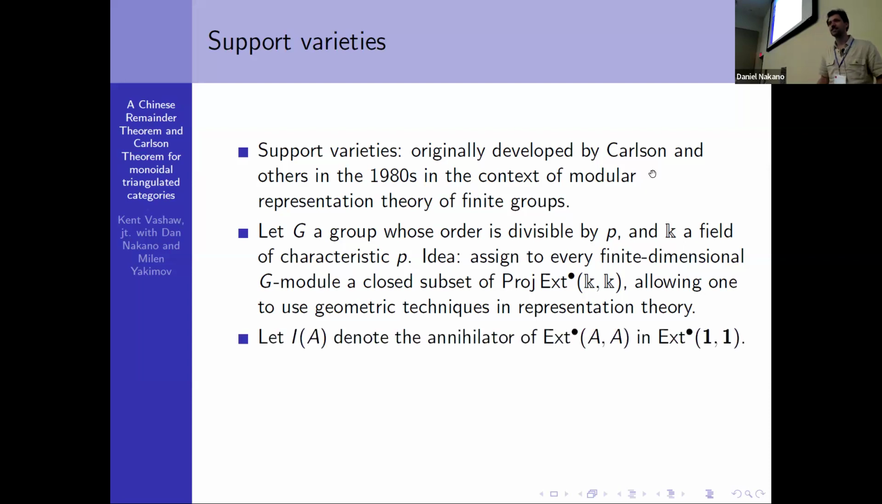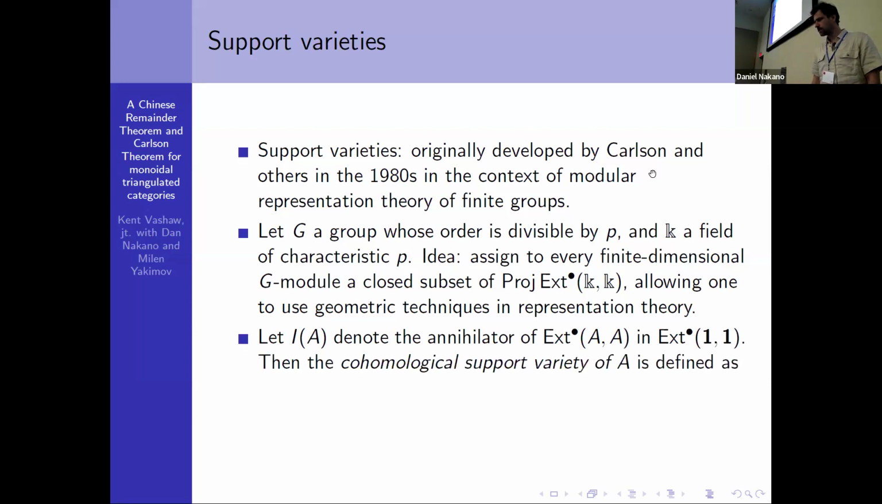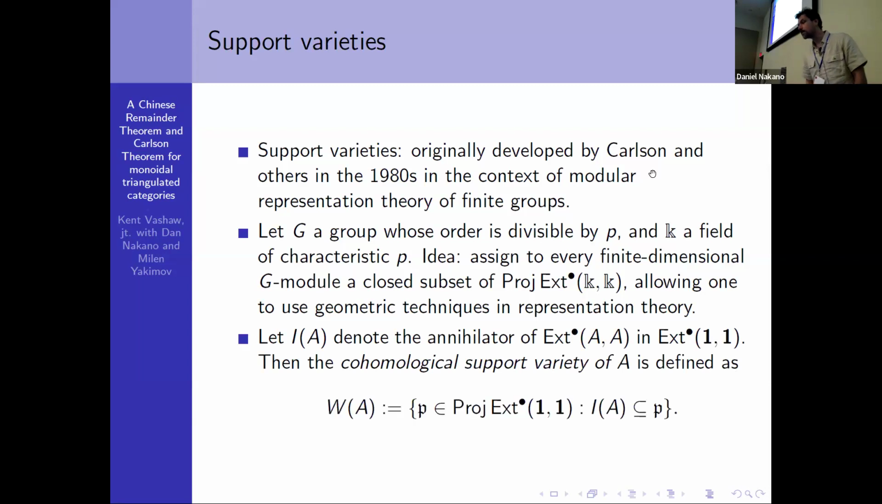And just to remind exactly how this construction works, here I'll denote I of A, the annihilator of this bimodule X to AA. This has some annihilator in the cohomology ring. And the cohomological support variety of A is then just defined as the closed subset of Proj of the cohomology ring defined by this particular ideal. So those homogeneous prime ideals which contain the annihilator ideal I of A.